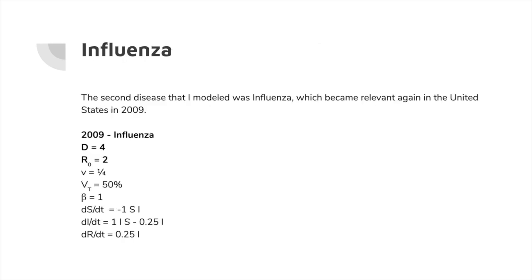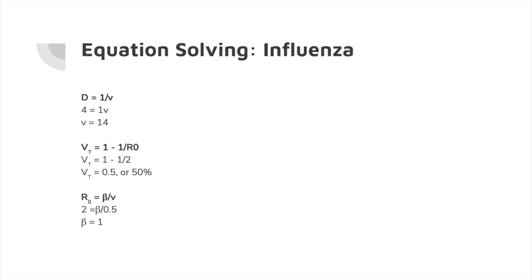So the second disease that I modeled was influenza, and I'm going to be going quicker through these next diseases because I already went through all the models of tuberculosis. So influenza, duration is 4 days, and the number of people you can pass the infection to is 2. And here are all the other values that I solved for. Here's the equation process.